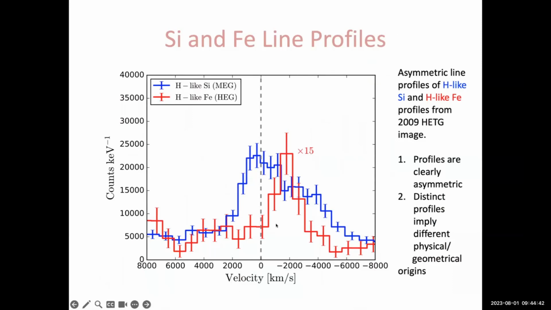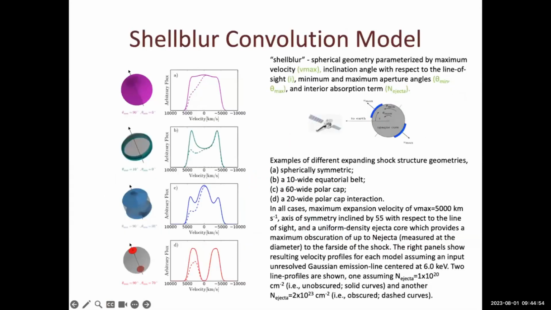That means that they are basically having different physical or geometrical origins. Why would you have different physical or geometrical origins? Why would you have different line shapes? Well, you may have that the line of sight from us to the supernova is different. You may have that the flow is not completely spherical, but it's somewhat collimated. It could be that emission coming from the backside of the supernova could be absorbed by some of the ejecta, so the emission from the backside is less than the front side. All of this could contribute to different line shapes.